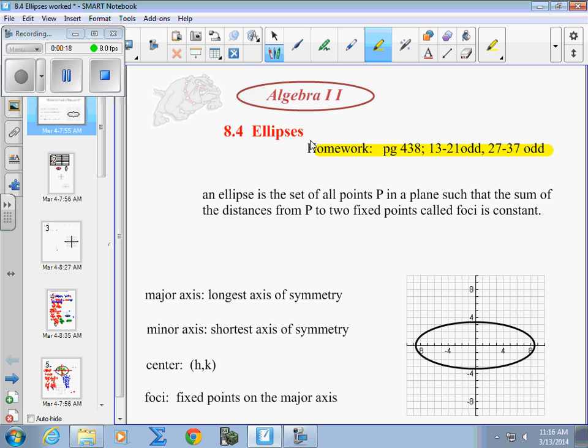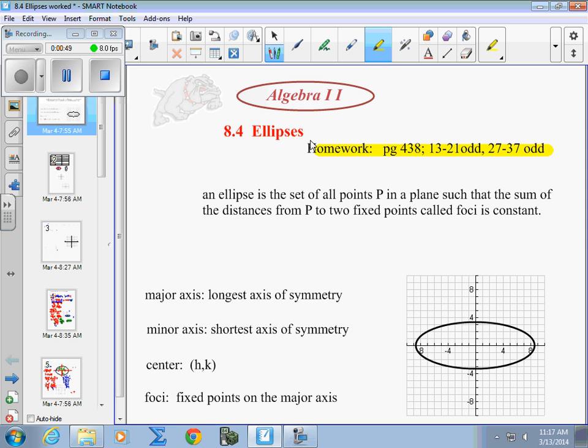We're going to be talking about ellipses today, so you probably want to get out your blue sheet that has all the information on an ellipse. Like I said before, a circle is an ellipse where A and B are equal. An ellipse is a set of all the points P in a plane such that the sum of the distances from P to two fixed points called foci is constant.